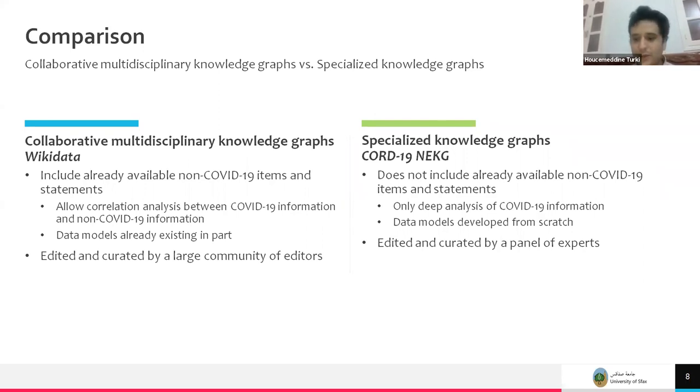And we can make use of data models already existing. For example, we have, for Zika, the representation of the cases, the deaths, et cetera. We can make use of it and adapt it to COVID-19. And it can be edited and curated by a large community of editors. When concerning the specialized knowledge graph, it only includes available information about COVID-19. So it can allow only the deep analysis of COVID-19 information and not the integration of non-COVID-19 information. The data models as well are developed from scratch, which is a waste of time, et cetera, et cetera.